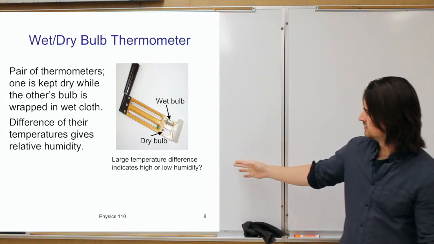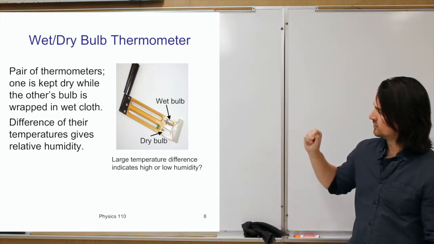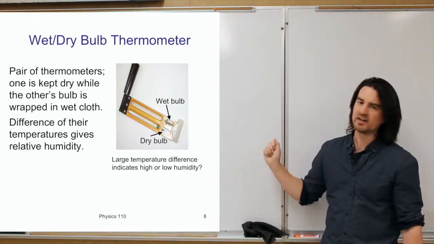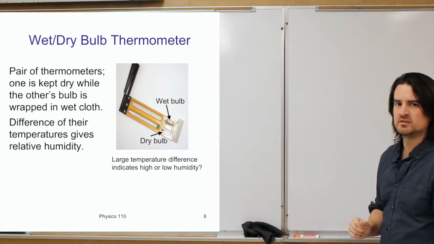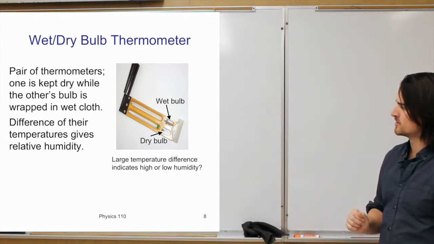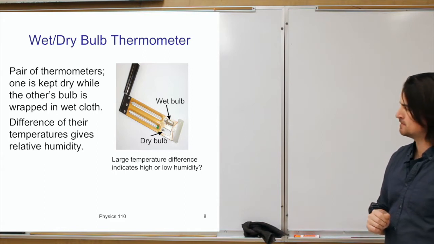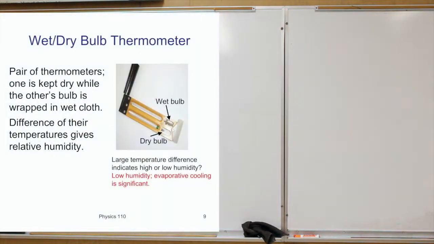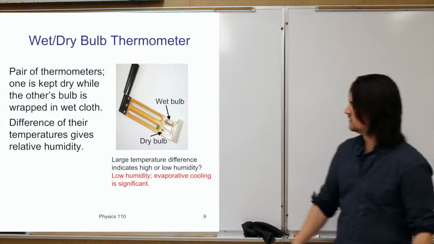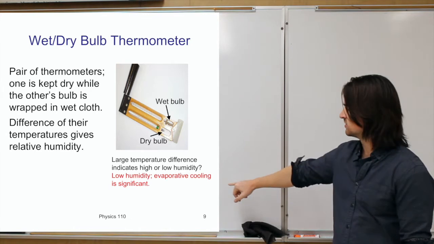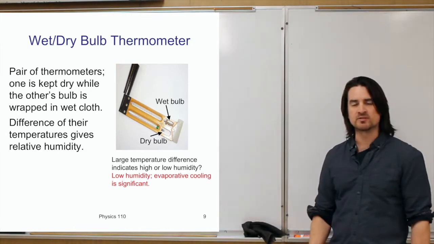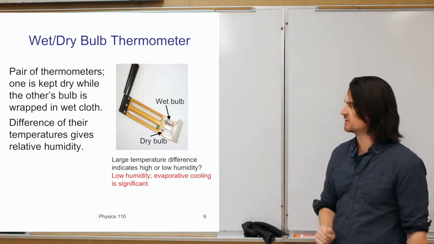So, if there's a large difference in the temperatures, does that indicate a high or a low humidity? Take a second to think about that. So in fact, it indicates a low humidity because it's indicating that there's a lot of evaporative cooling going on, or that's able to go on.